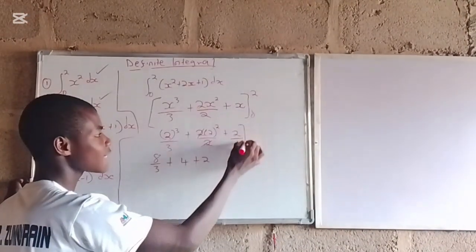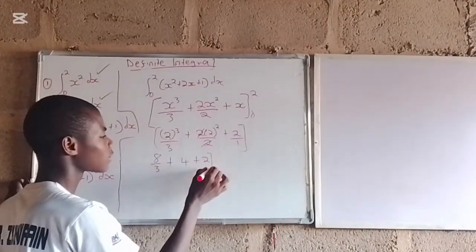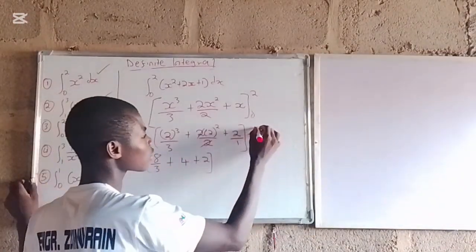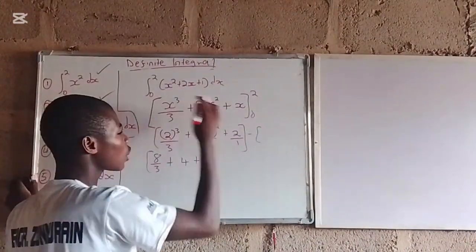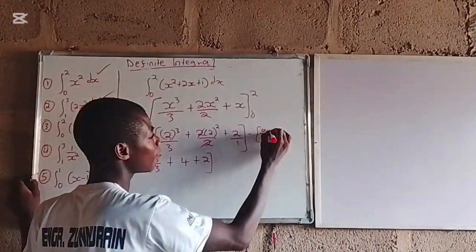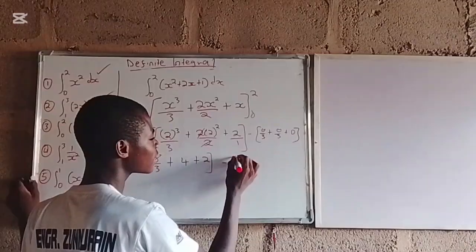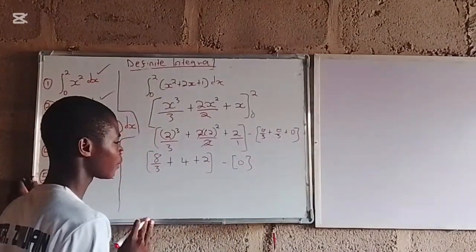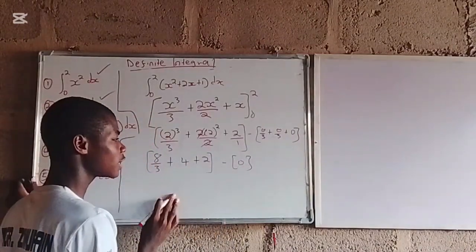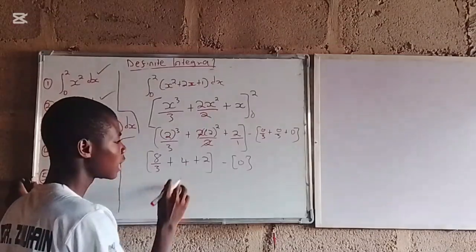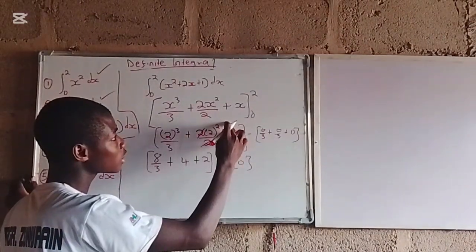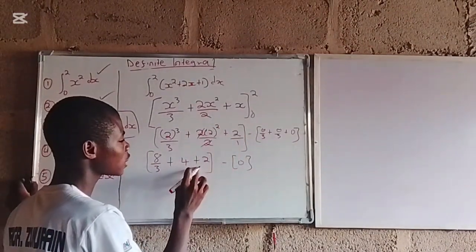The reason why I say this is for the upper limit. For the lower limit, I have to subtract. Everything will give me 0, because this will now be 0 over 3 plus 0 over 3 plus 0. So everything should now be 0. So I have to say this plus this, it will give me this and this. 2 squared, which will give me 4. This plus this, it will give me 6.